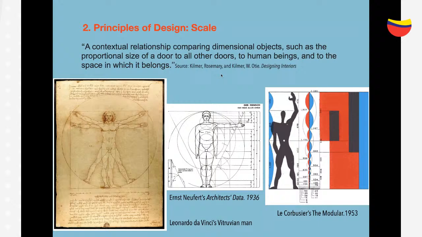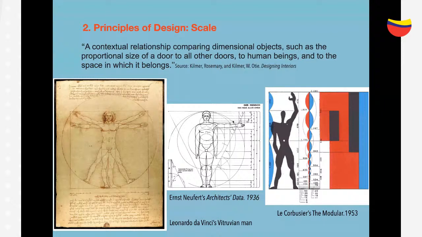Of course, the famous architects were aware of it. Look, this is Leonardo da Vinci's Vitruvian Man, and this is by the famous German architect Ernst Neufert, who developed that, and Le Corbusier's The Modulor, 1953. So these famous architects were designing according to human scale. But when you look at those, except Le Corbusier's, these are ideal men, that's important.